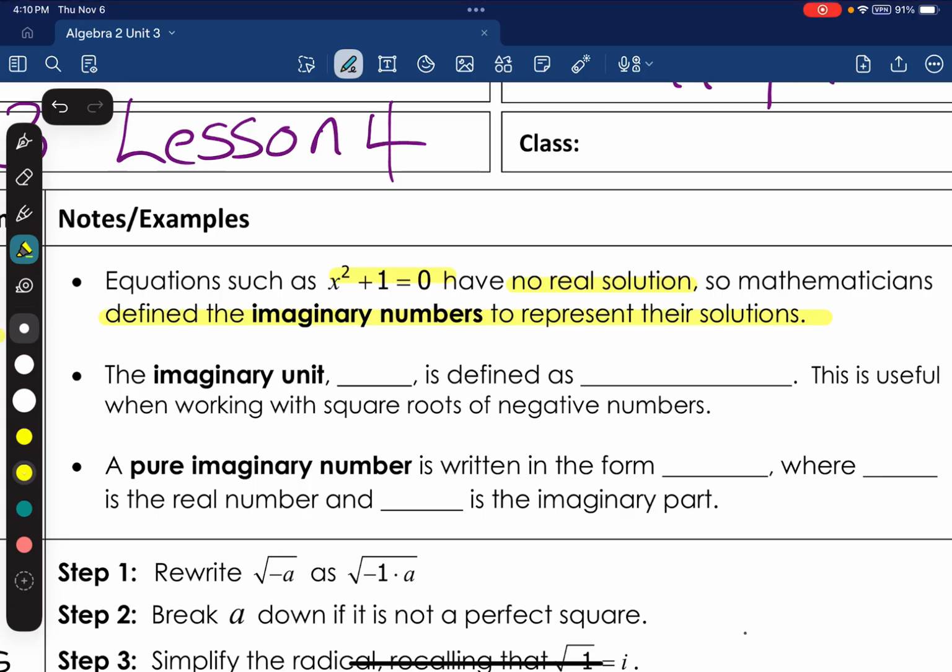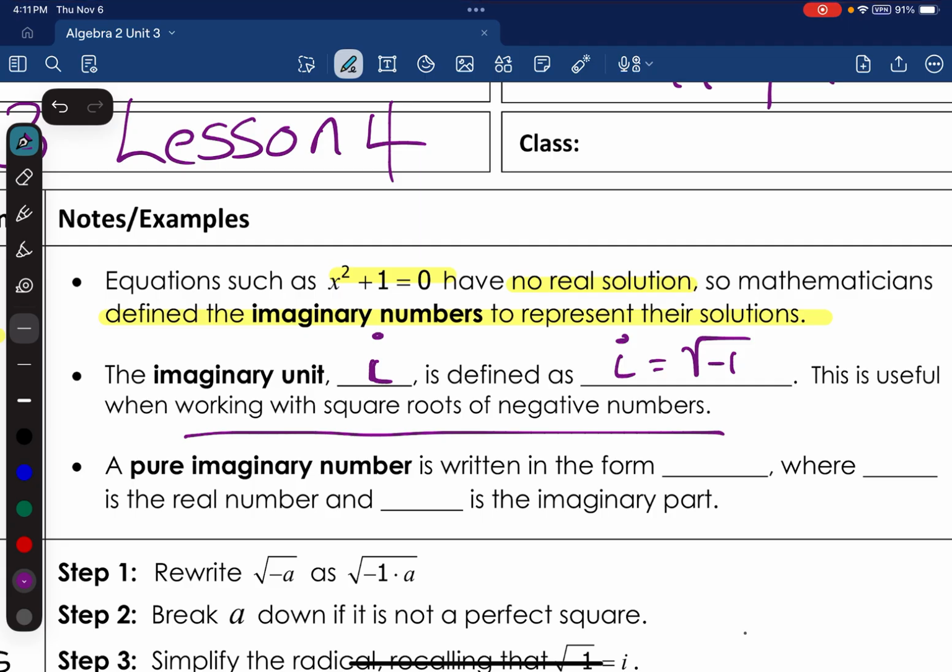So this is what we came up with. The imaginary unit we call i. It's defined as i is the square root of negative 1. We're going to convert any square root of a negative 1 to the letter i. This is useful when we're working with square roots of negative numbers. So that'll help us solve when we can convert it to an i.